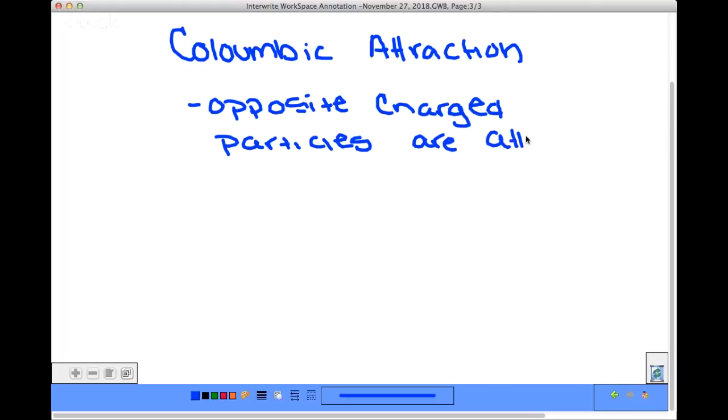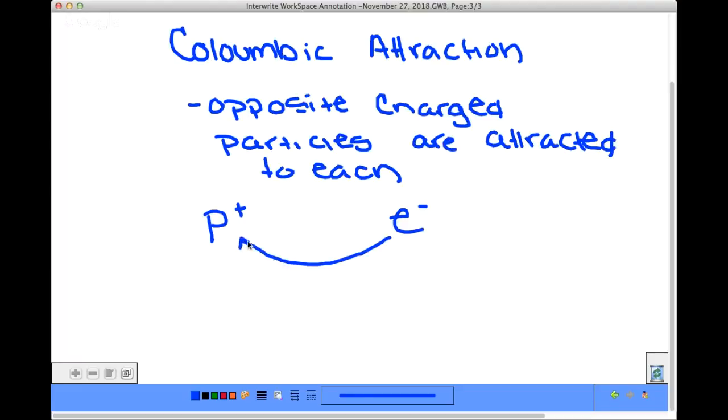Why is this important for us? This is important because we know that a proton, which is in our nucleus, is positively charged, and an electron is negatively charged. So what Coulombic attraction tells us is that there is an attraction between these 2 particles. Remember that our proton is in the nucleus and our electron is kind of surrounding the nucleus. So there's an attraction between those.